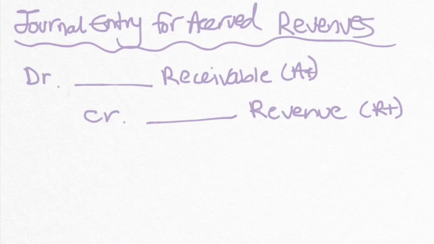In reality, we have earned these revenues. We just have not billed the customer yet, which is why we debit the amount to a receivable account. And why do we credit a revenue account? Remember that according to the definition of accrual basis accounting, we have to recognize a revenue when we have earned it, even if the cash has not been received yet.